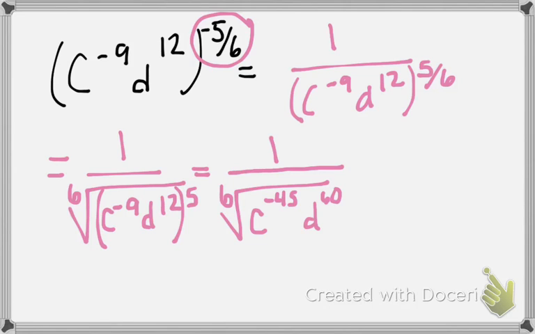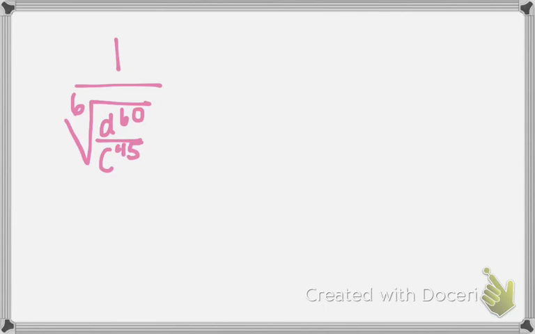Okay, can't leave that negative exponent, so I'm going to put that as the 6th root of d to the 60th over c to the 45th. Okay. Now we're just going to kind of see where this goes. I'm going to take it to the next page. Alright. Keep my 1. It's the easiest part. And we're going to split this up into 2 radicals.